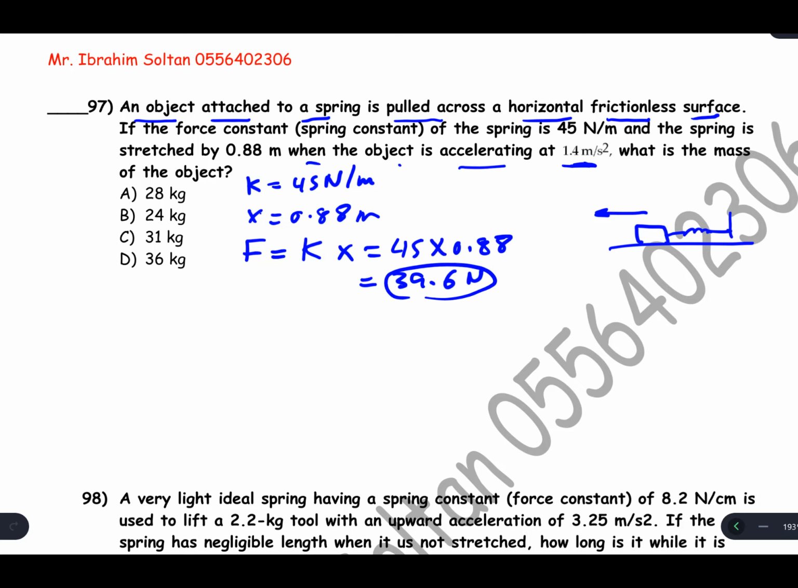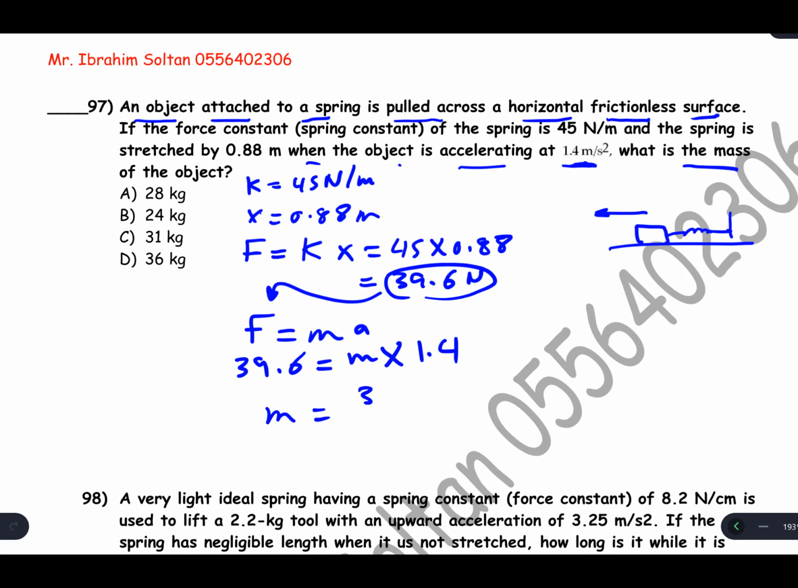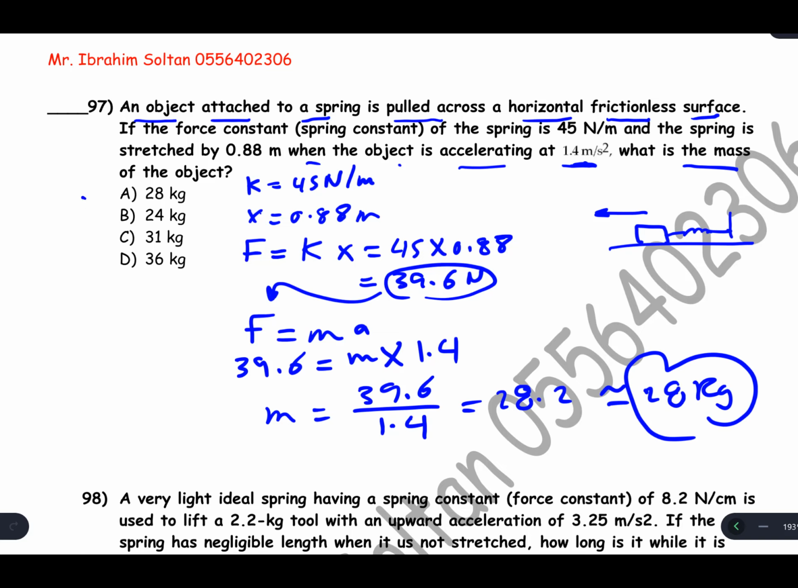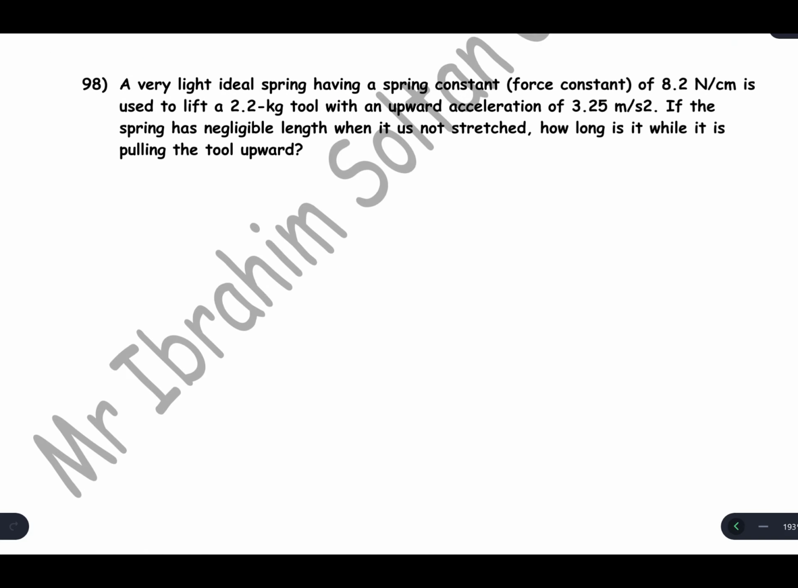When the object is accelerating 1.4 meter per second squared, what is the mass of the object? So you can make it like that, F equals ma, and you have the force, so 39.6 equals m times the acceleration 1.4. So m equals 39.6 over 1.4 equals 28.2, approximately 28 kilogram, and it is letter A. Let's go to the next.